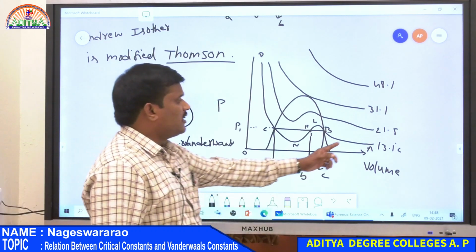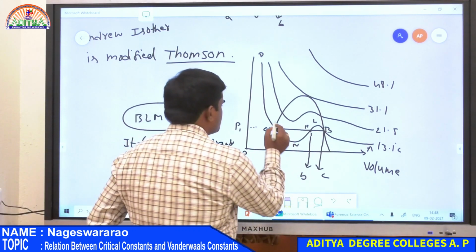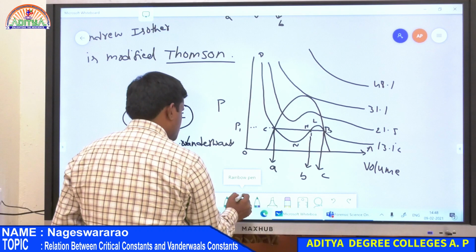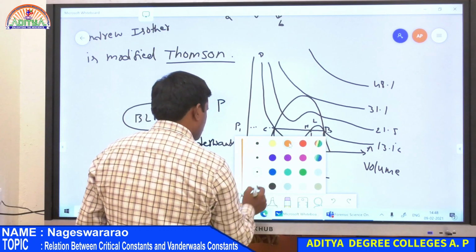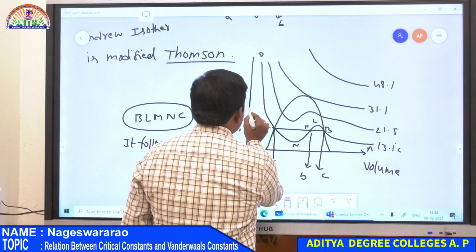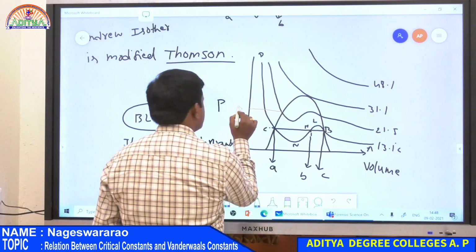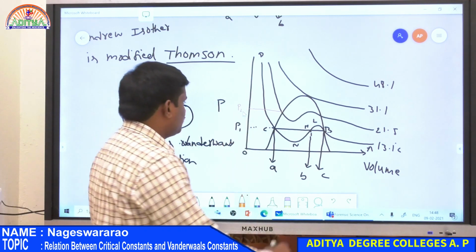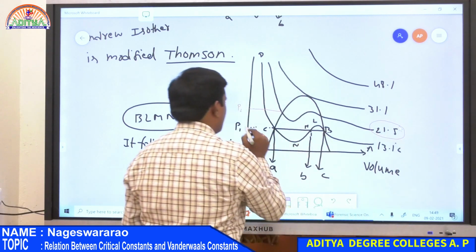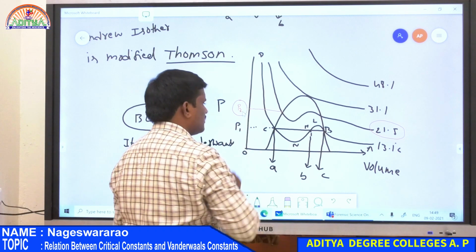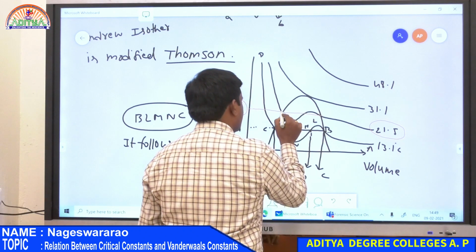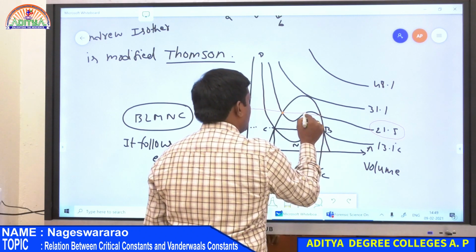Now similarly at 21.1 degrees centigrade, again we have the corresponding pressure. So look at this one. Here this is P2. So for CO2 gas, if the temperature is 21.5 and the pressure is P2, that is also a constant value, in this case we have again three volumes. So one is at this point, and the second one at this point, and the third one at this point.